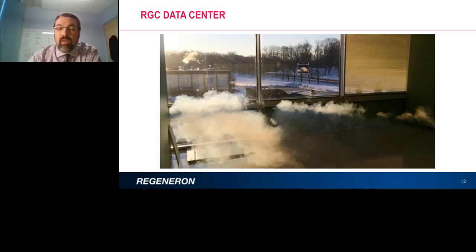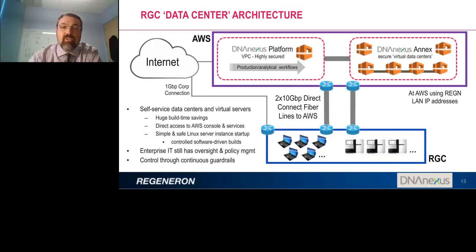So really, our compute architecture looks something like this. In the blue box at the bottom, you see what is the RGC. We're essentially a collection of sequencing instrumentation, lab equipment, and then laptops, desktops, and workstations. We have a few servers here and there, but for the bulk of our compute, we can either go over two 10 gig direct connects into AWS or over a 1 gig corporate connection through the open internet into AWS, where our primary platform partner is DNAnexus.